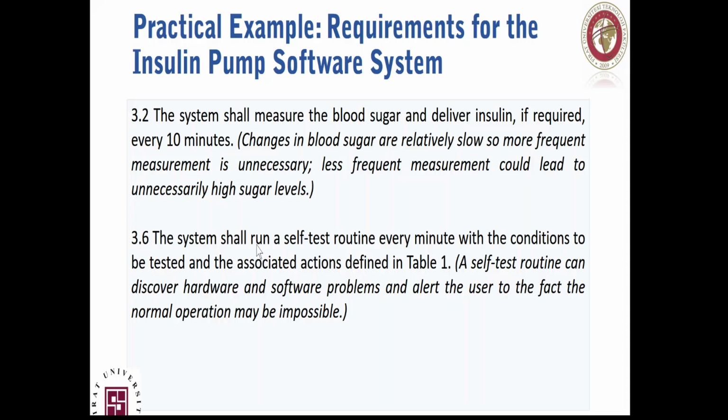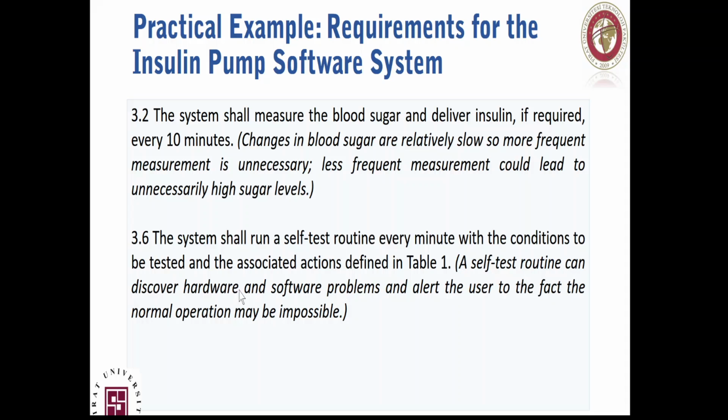The system shall run a self-test routine every minute with the conditions to be tested and the associated actions defined in table 1. So this is also mandatory, it's a must. The system must run a self-test routine every time. So what is the reason? Why do we need the system to run a self-test? What is the point here?